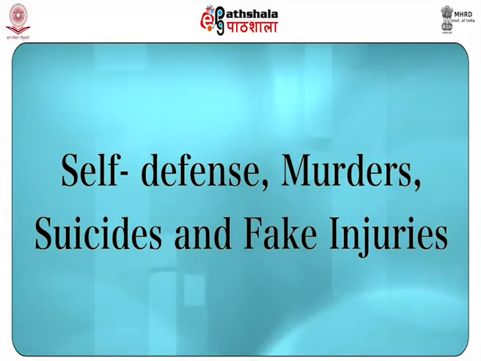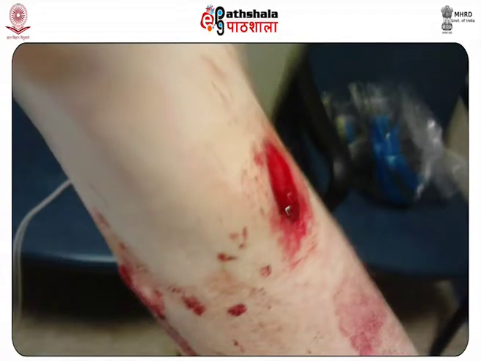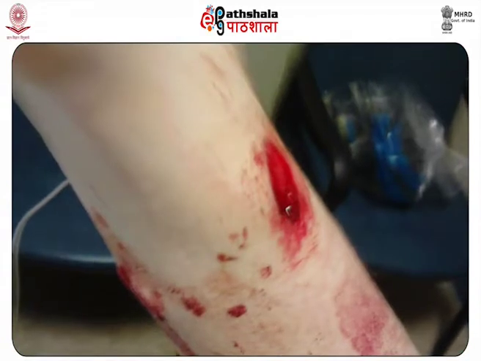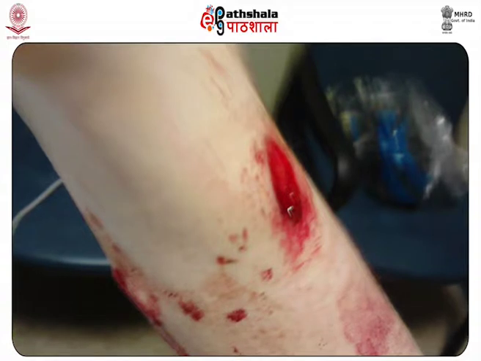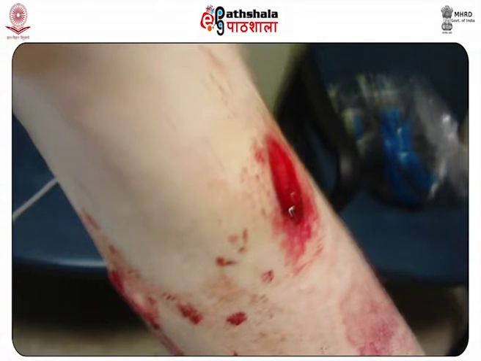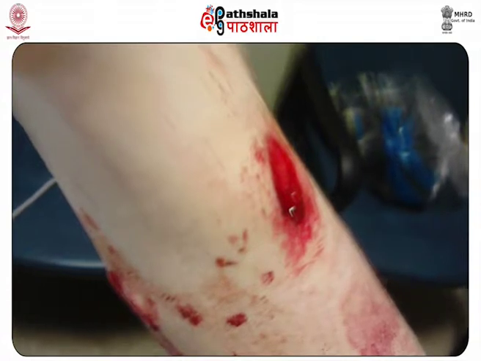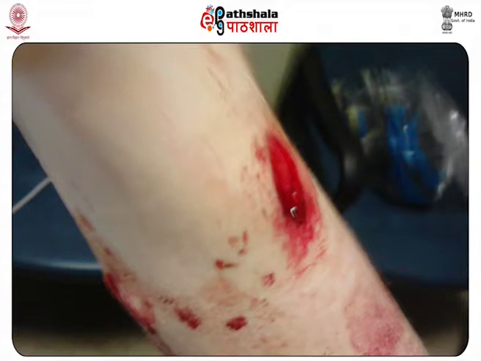Self-defense, murders, suicides, and fake injuries. In one case, a person used a firearm for contact firing at the lower portion of his leg below his knee joint and informed police that his enemy fired at him when he was lying down to sleep, but luckily he survived. Examination of the scene of crime and its reconstruction revealed the following facts, which prove that the allegation could not be correct and is a faked one.